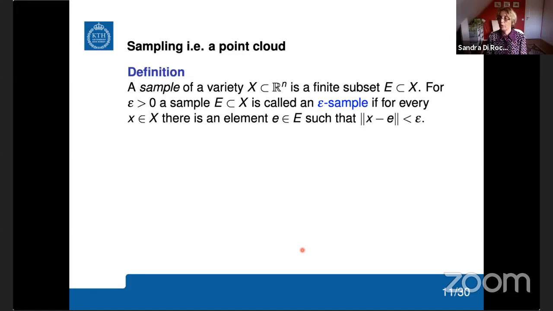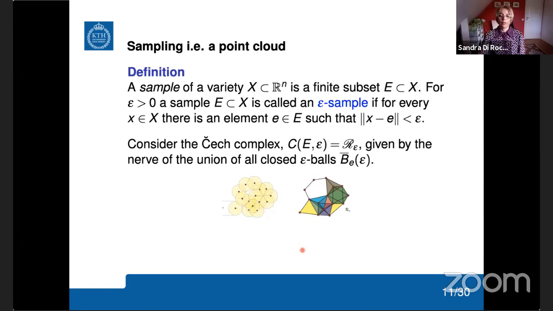I would like to introduce the concept of epsilon sample, just because the density of a sample, we will see, is very important to recover the characteristics of this variety. So we will call a sample E an epsilon sample if every point on the variety is at epsilon distance to some point of the sample. Okay.